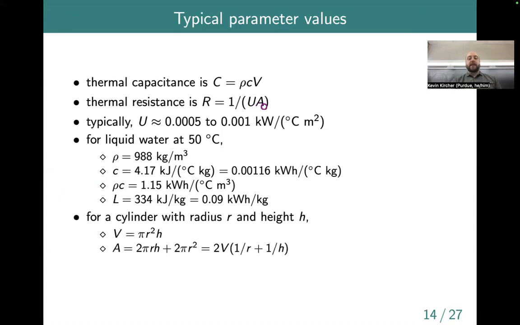And then the area calculation, the area is relevant up here for R, and the volume is relevant up here for C. And if you have a cylindrical tank shape, we've got formulas for the volume and the area, and we can express those in terms of basically two parameters, the radius of the tank and then the height of the tank.